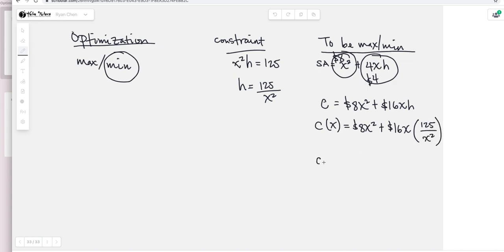So the cost function c of x is equal to 8x squared plus, and then whatever 16 times 125 is. Hold on, I'll do it on the phone. Or if you beat me to it, go ahead. 16 times 125 is 2,000. Okay, that wasn't so hard. So plus 2,000. Well, 1x and 1x there take care of each other. So over x. But I'm going to prefer to write that as 2,000 x to the negative 1, because ultimately we're going to take a derivative, and so I'd rather have it this way. And so where to next?